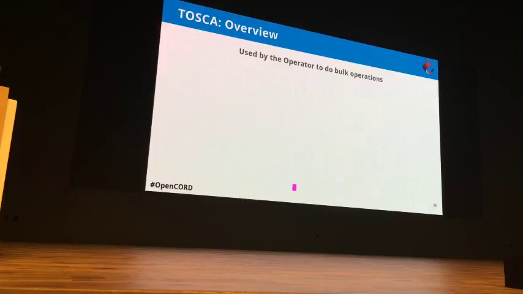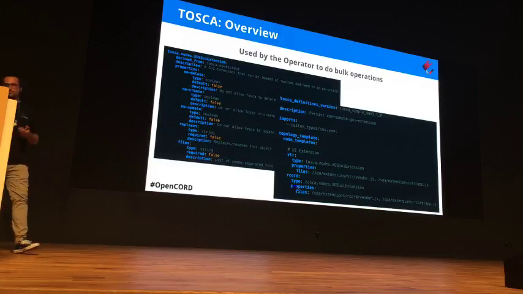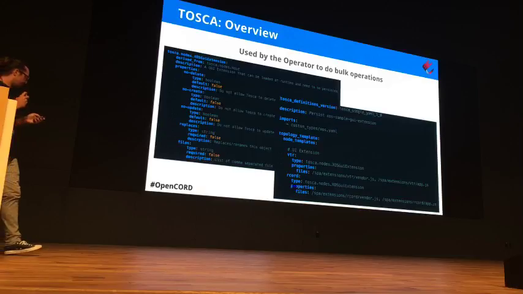TOSCA is generally used by the operators when they want to do bulk operations, when they need to create many subscribers or change many of them. I'm pretty sure that most of you have a pretty good understanding of what I'm talking about, but TOSCA is basically a YAML-like syntax in which you can define a schema, and then we can use that schema to validate and manage our data.